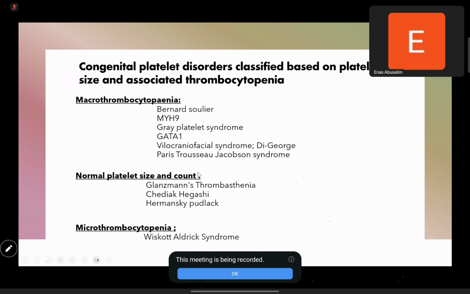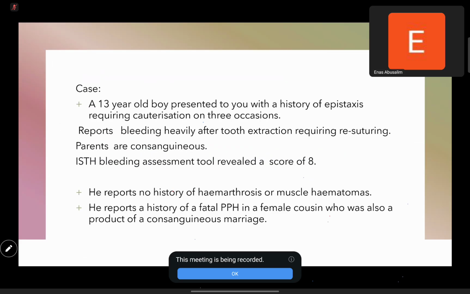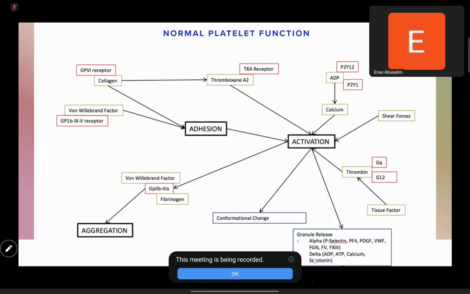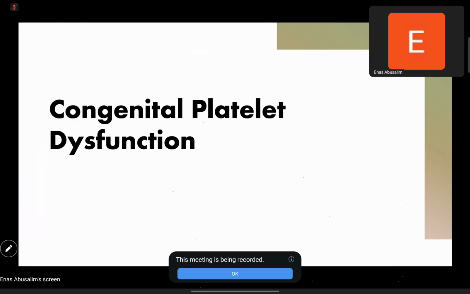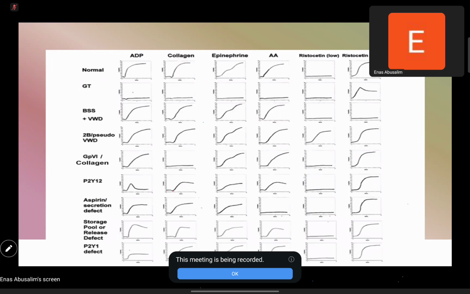Going back to the first slide so that you can know the significance of knowing the normal physiology. So the alpha granules have P-selectin, platelet factor 4, platelet-derived growth factor, von Willebrand factor, fibrinogen, factor 5, and factor 13 within them. So not having alpha granules will manifest with obvious platelet dysfunction and bleeding disorders.